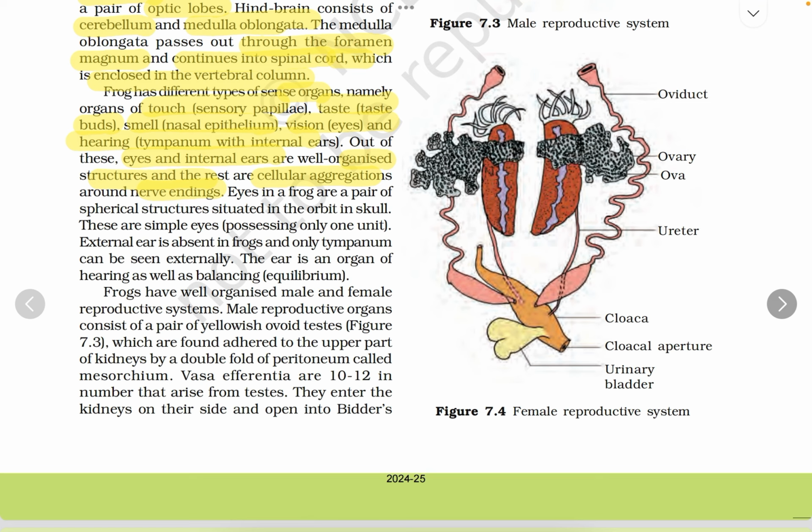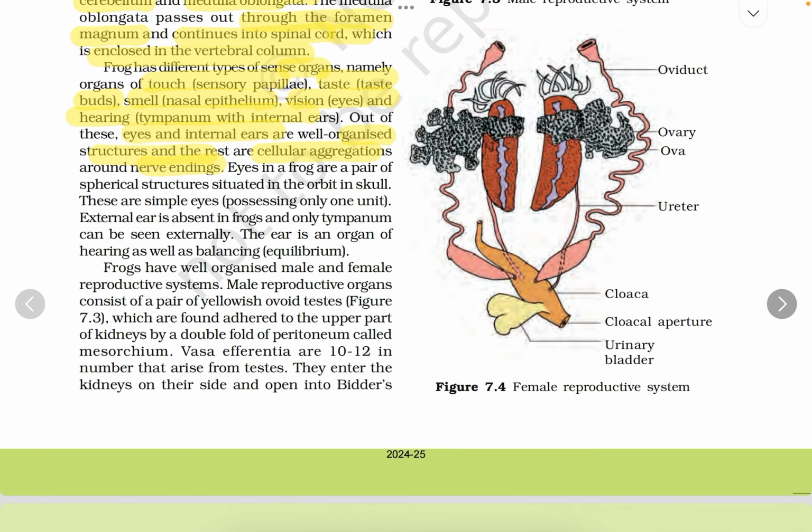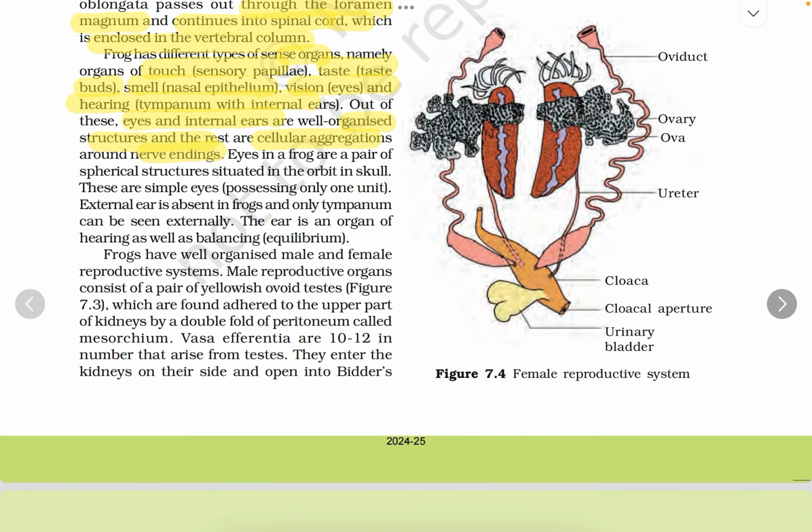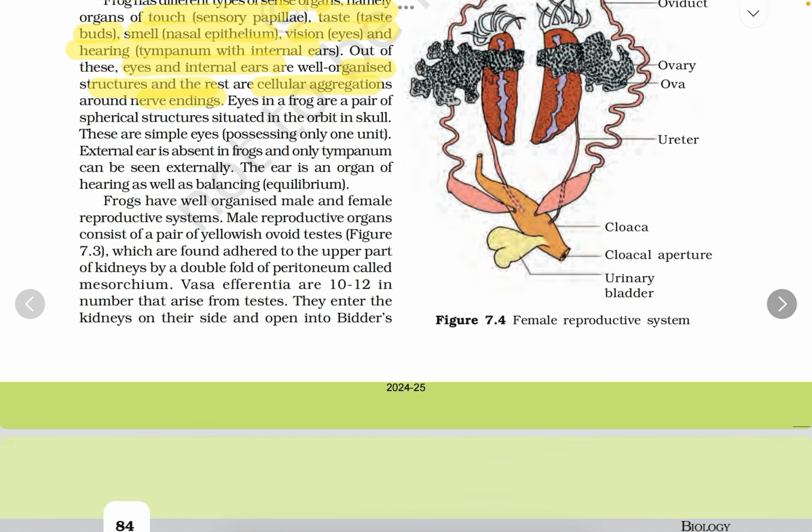The eyes and ears are well organized structures. The eyes in a frog are a pair of spherical structures situated in the orbit in the skull. These are simple eyes possessing only one unit. External ears are absent in frogs, only the tympanum can be seen externally, a round kind of structure. The ear is the organ of hearing as well as balancing, both, just like in humans. In humans also, the ear helps us to balance. In the same way, frogs also have ears which help them to balance.